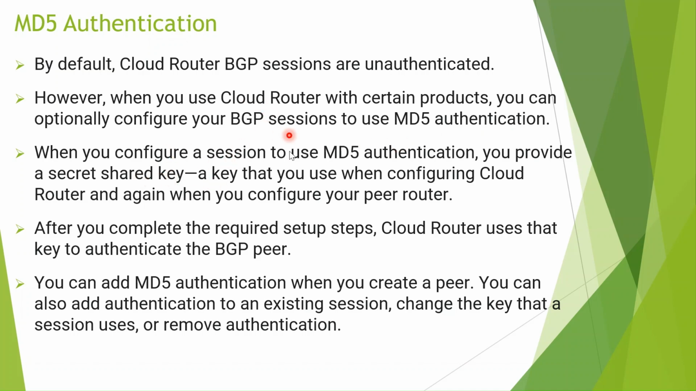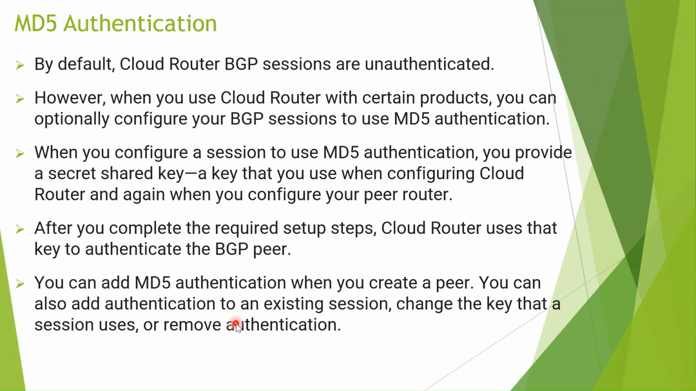When we configure a session to use MD5, we provide a shared secret key, and we have to configure that secret key at both ends, your Cloud Router and your peer router. It can be a Cloud Router or your on-prem router, anything. After you complete the required steps, Cloud Router uses that key to authenticate the BGP peer. So if you put the wrong key, it will not work.